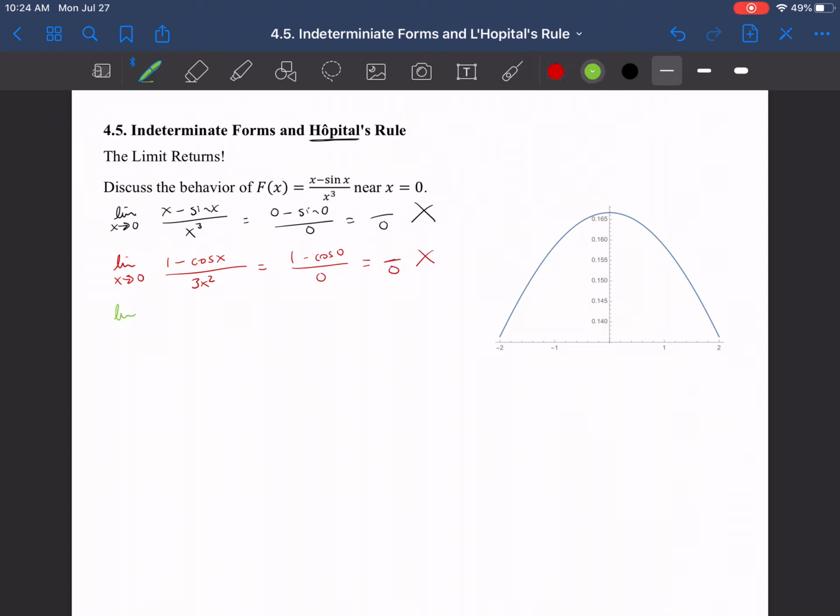So let's try doing this derivative thing one more time. The derivative of the numerator gives us a 0. The derivative of cosine is negative sine, so this becomes plus sine x, over top of 6x. And again, I'm not doing the quotient rule, just the derivative of the numerator over the derivative of the denominator. And this will give me something over 0 again, so that again isn't really working for us.